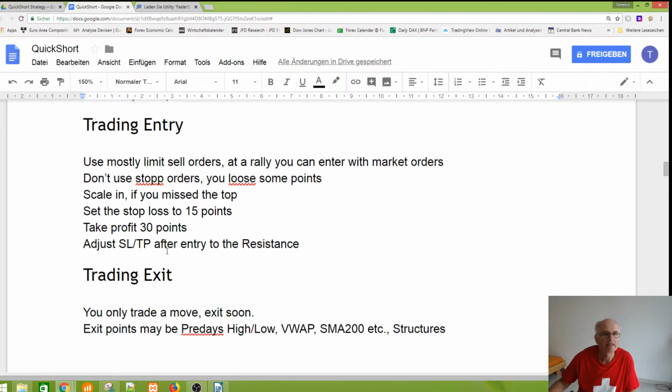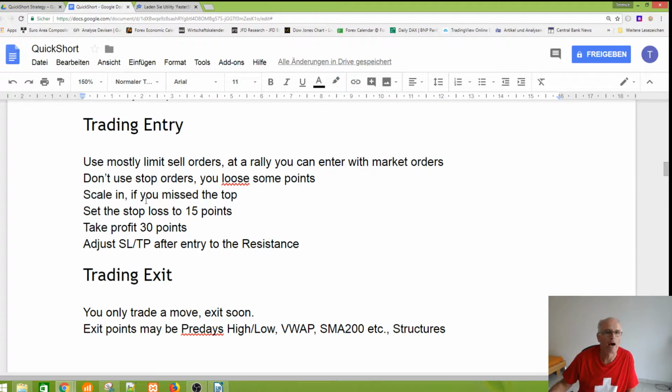Now the entry, you primarily should use limit sell orders. When it just begins to rally, you can enter with market order, but don't use a stop order. With stop order you lose some points. And if you missed the top with entering, you can scale in.